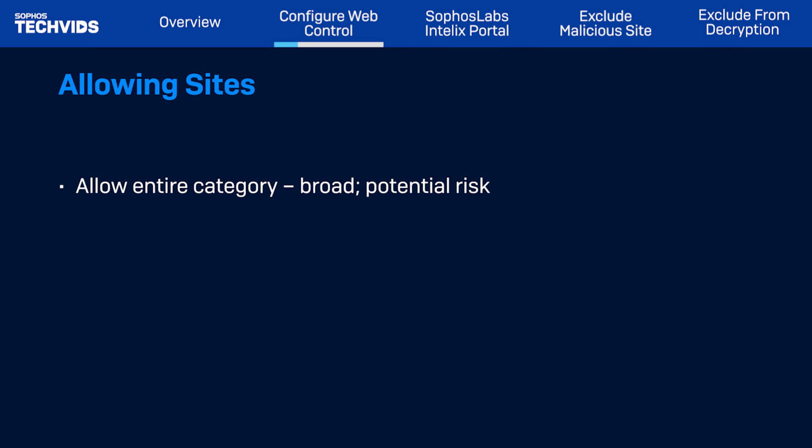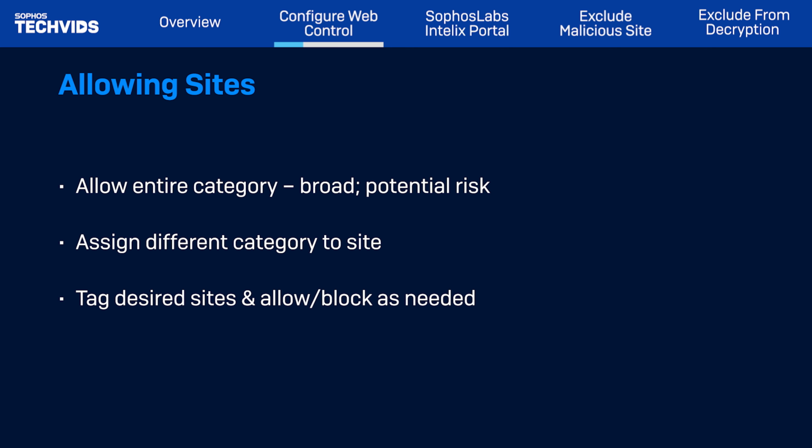Some more restrictive options are to assign a different category to that specific site, which will apply across all endpoints, or tag all desired sites, then assign an allow or block operation in your web control policies. This will allow for more granular control. In situations where only a subset of users requires access, this is the preferred method.